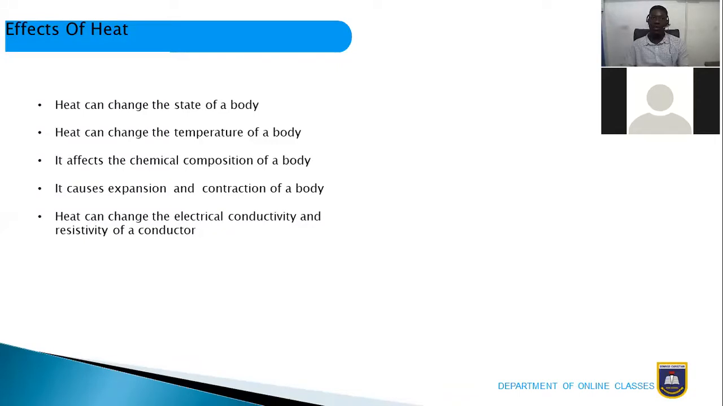So let's say when you heat a material to a very high temperature, the particles inside begin to move. They get excited, and when they begin to move, they collide with neighboring particles, and the movement of those particles, let's say the electron per se, produces what is called electricity. So heat can change the electrical conductivity and resistivity of a conductor. Any question up to this point?